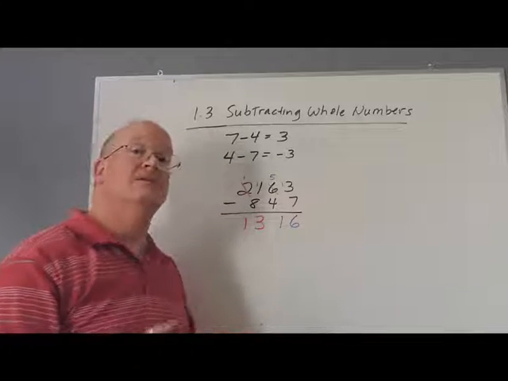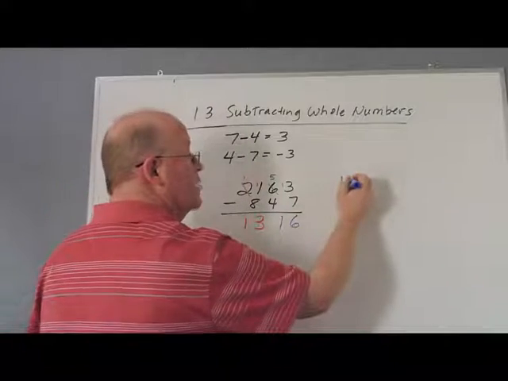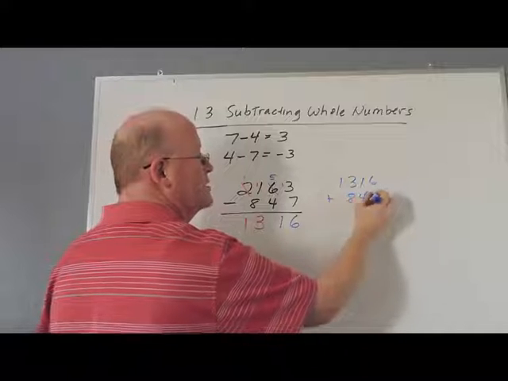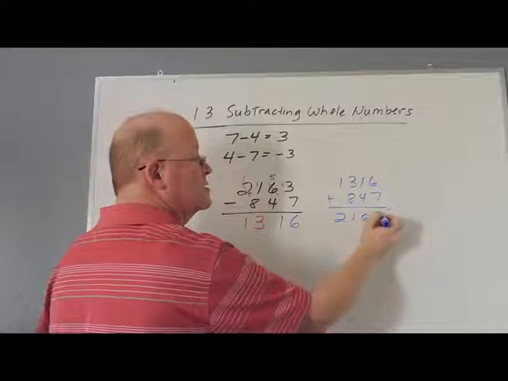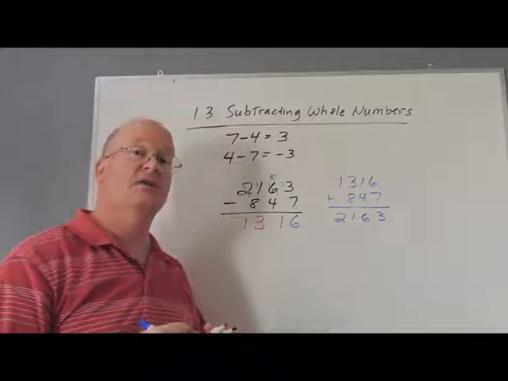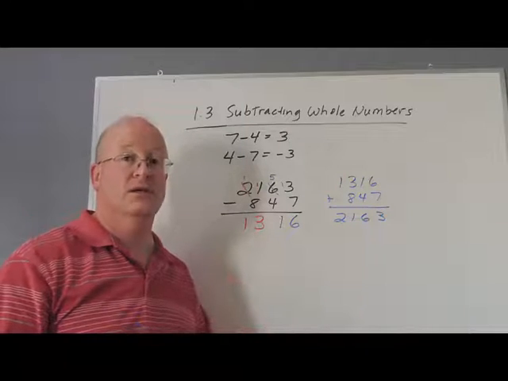Now the opposite of subtraction is addition. So if you want to take the 1,316 and add the 847 back on, you should get back to the 2,163 as the total. Subtraction and addition are opposites, so subtraction can be checked through addition.